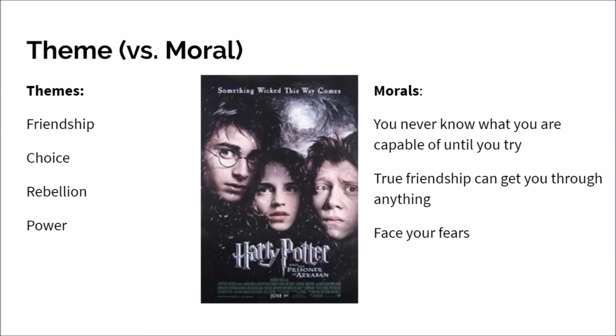Now, in Harry Potter, there are several themes and several morals. So we can see that some themes are friendship, choice, rebellion, and power. Some examples of morals are you never know what you are capable of until you try. True friendship can get you through anything. And face your fears. See how those are lessons that you can learn versus the themes or just kind of the ideas of the story. And then once again, we are going to focus on themes.